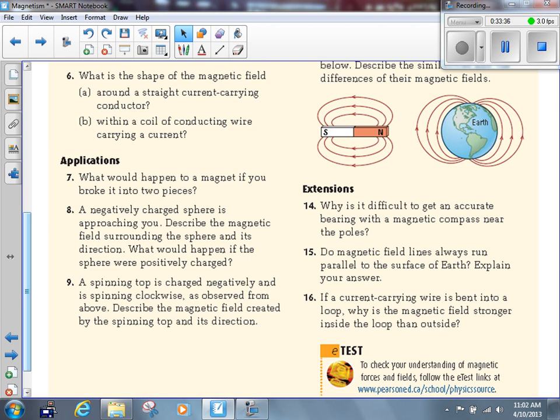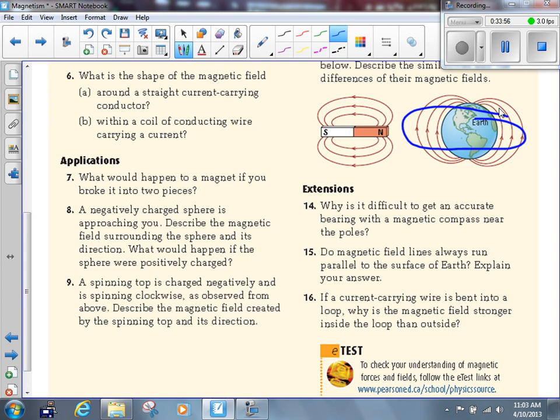Next one is number 15. Do magnetic field lines always run parallel to the surface of the Earth? Do they? The first answer to this question is pretty straightforward. Do they always run parallel to the Earth? No. They run more or less parallel to the Earth up here, in mid-latitudes, but they're pretty much perpendicular almost to the Earth right here at the poles. So the answer is no. They don't always run parallel to the Earth. At the poles, they're almost perpendicular to the Earth.